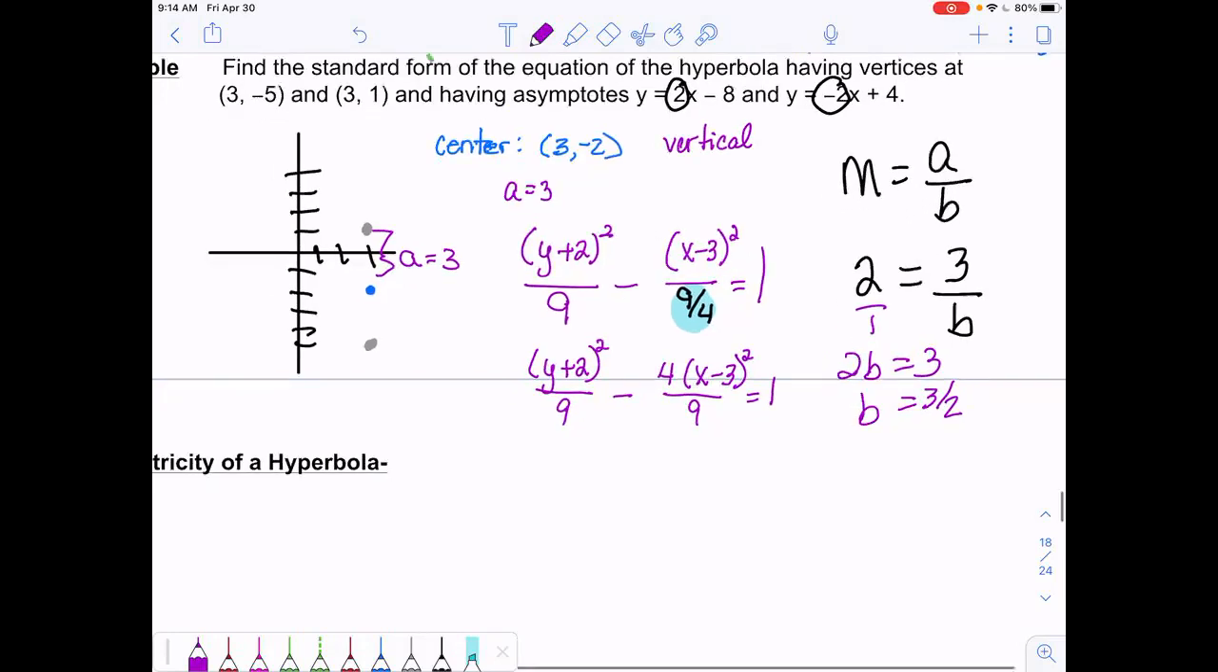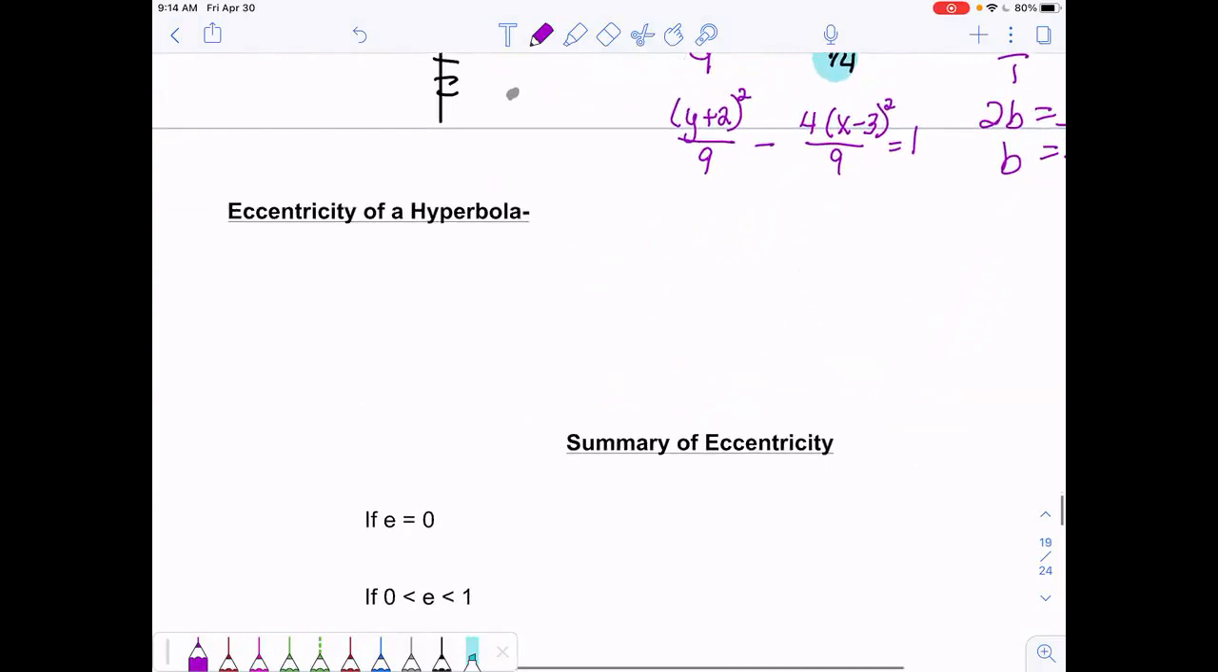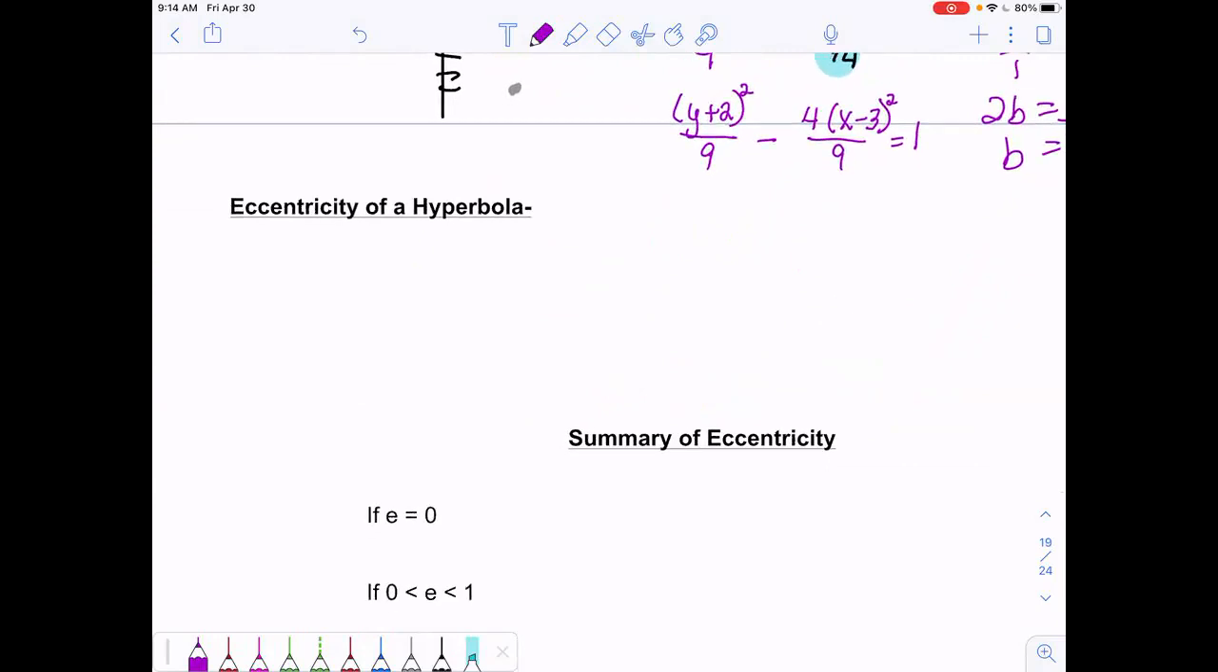So the last part, we're going to look at eccentricity. The eccentricity is the flatness of the conic. So how wide is it? How narrow is it? That's what eccentricity is.